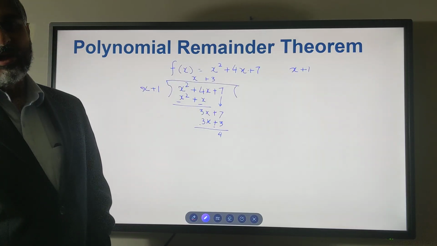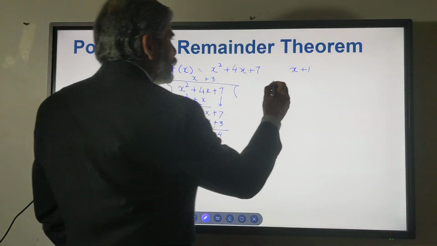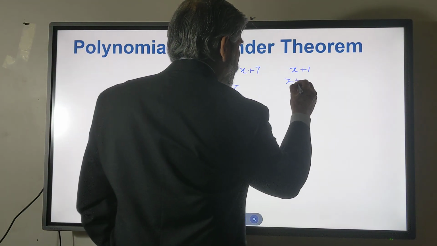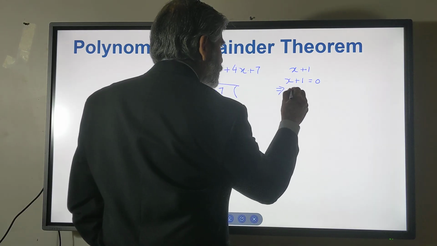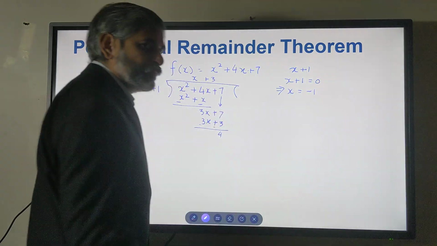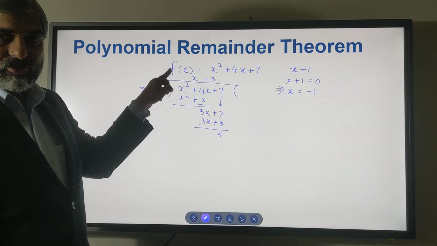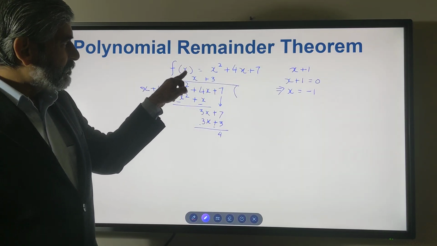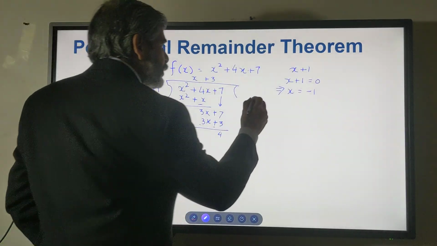But there is another way to find the remainder very quickly. What we do is we set x plus 1 equal to 0. That gives us x as minus 1. And this minus 1, we try to find the value of f(x) at x equal to minus 1. So let's see.